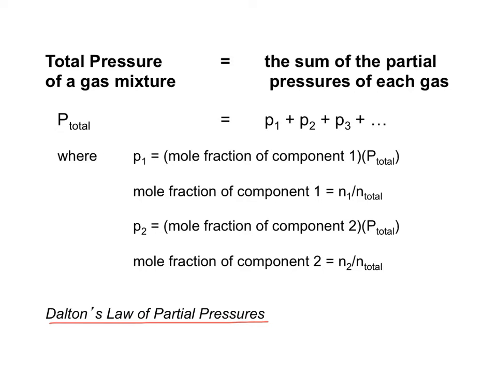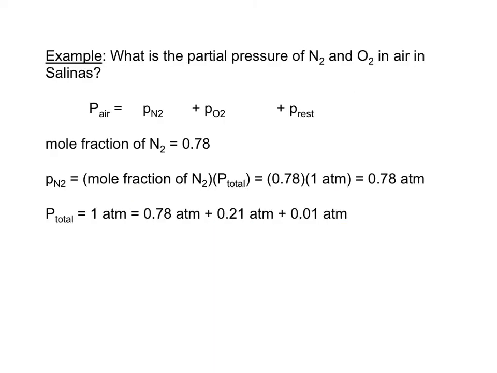The partial pressure of a component equals the mole fraction of that component times the total pressure. Let's do an example. What's the partial pressure of nitrogen and oxygen in the air in Salinas? Air is 78% nitrogen, so the mole fraction of nitrogen is 0.78. So the partial pressure of nitrogen is 0.78 atmospheres. Stop the video and figure out the partial pressure of oxygen.